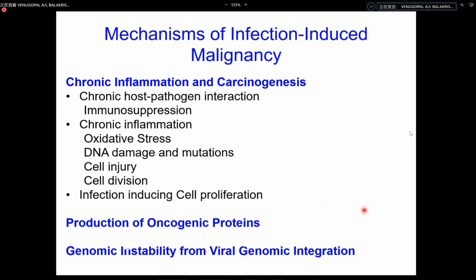to become cancerous cells. Besides that, there is genomic instability from viral genomic integration, which means that when there is an infection of virus, the viral genome would integrate with the host genome, and it causes instability of the host genome. Not all viruses do that, but EBV, Epstein-Barr virus, and HPV do that.